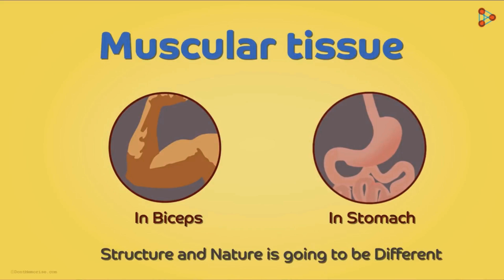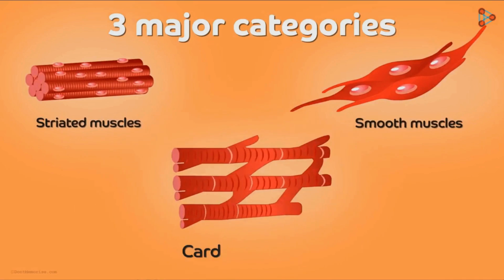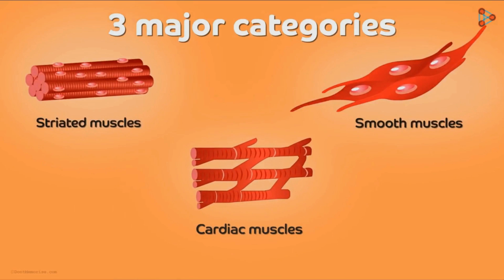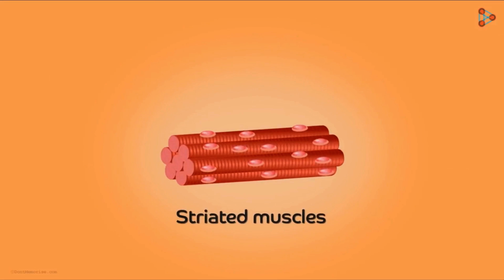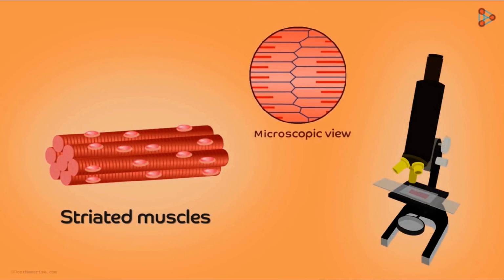Well, for simplicity of understanding, we divide them into 3 major categories: striated muscles, smooth muscles, and cardiac muscles. Let's have a look at each type. The first one is called striated muscles. Now, as the name suggests, striated means when we stain this tissue and observe it under the microscope, it exhibits striations in the form of alternate light and dark bands.